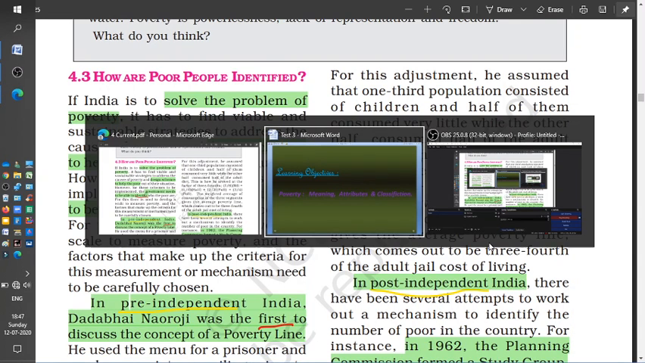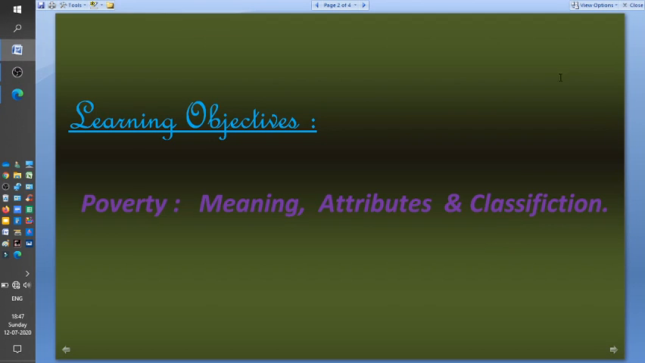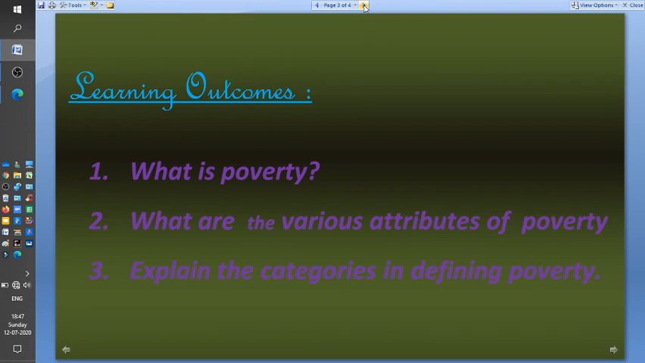So we need to learn about that line, what a poverty line is, and that's for the next class. So you learned something about poverty, you can know about the attributes of poverty, and you can understand and explain the categories of ways to define poverty.